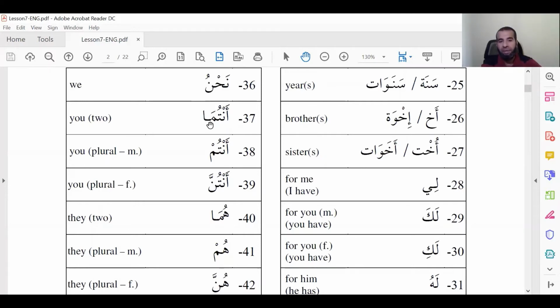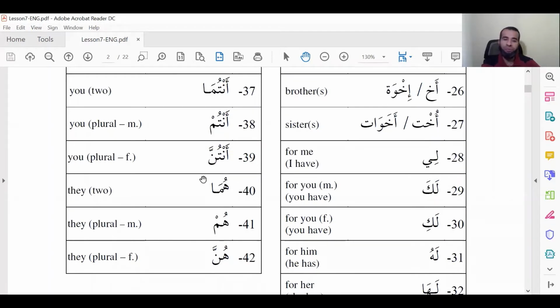أنتما is used for dual, masculine and feminine. You two, masculine and feminine. But أنتم for only masculine. أنتن for only feminine, plural. هما for dual, masculine and feminine. هم, it's like أنتم, ends with mim with sukun, it's for plural masculine, they. And هن, it's like أنتن, it's used for plural feminine.